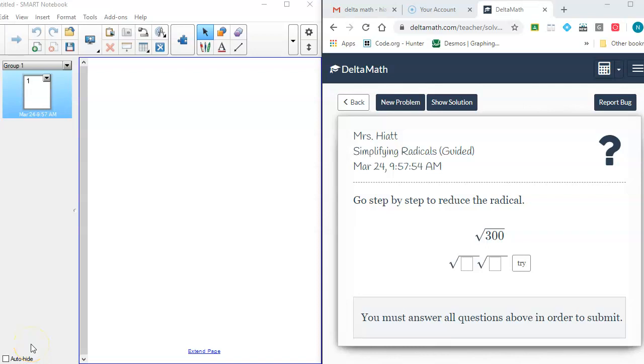Okay, I know a few of you are having some trouble with the Delta Math, so I am going to try to work out a few examples that maybe will help you do these problems here. This problem asks us to go step by step to reduce the radical. The first ones of these problems are going to ask you to do this step by step. So we're starting off with 300.